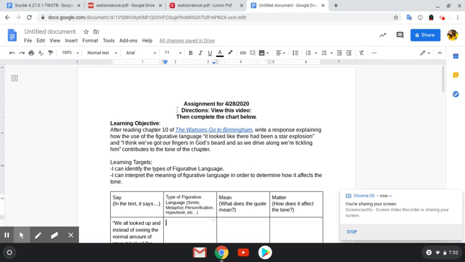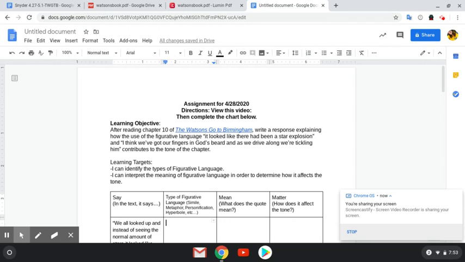Today we are going to complete this learning objective, which is: after reading chapter 10 of The Watsons Go to Birmingham, which you should have done yesterday, and this is also a link to the novel if you need the whole chapter, write a response explaining how the use of figurative language, and there are two pieces of figurative language there that we're going to look at particularly, contribute to the tone of the chapter.